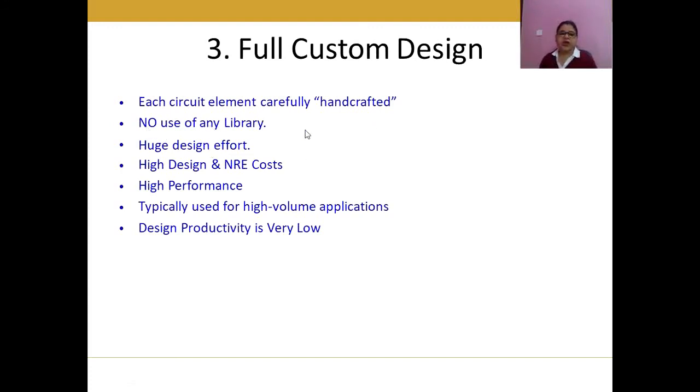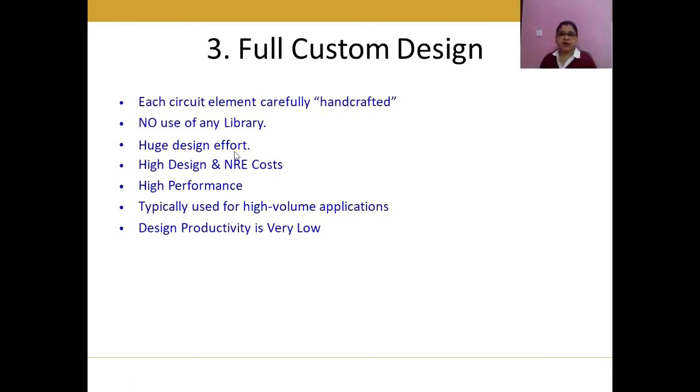No use of any library. Here, library means the tool library which we use, which we have in all the EDA tools. So with the full custom design, engineers or the designers don't take any component from the library which is already built into the CAD tools or the EDA tools rather. Each and every element, they make it a new one.